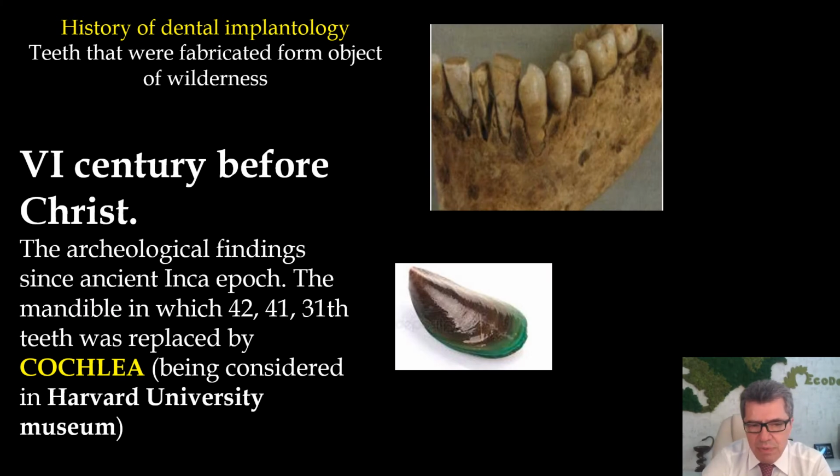In the 6th century before Christ, teeth were fabricated from objects of wilderness. In the Harvard University Museum, archaeological findings since the ancient Inca epoch are being considered. The mandible, in which teeth 41 and 31 were replaced by cochlea.